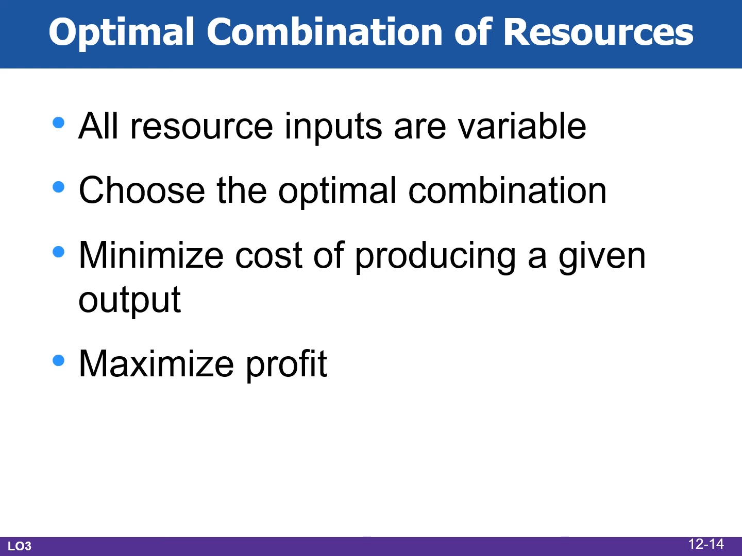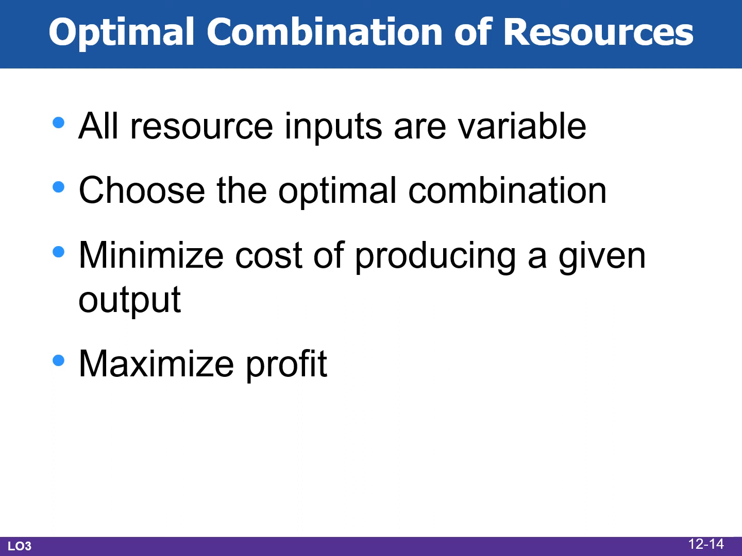Now, the firm answers this question, what combination of land, capital, labor, and the entrepreneur best suits the efficiency needs of the firm, by answering two questions. First, what combination of resources will minimize the cost of producing any given level of output the firm desires to produce? And the second one is, what combination of resources maximizes profit?